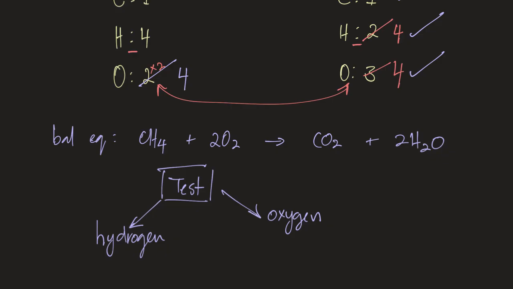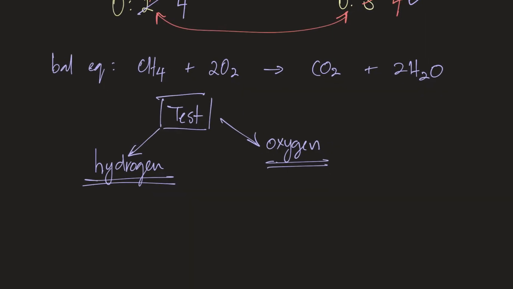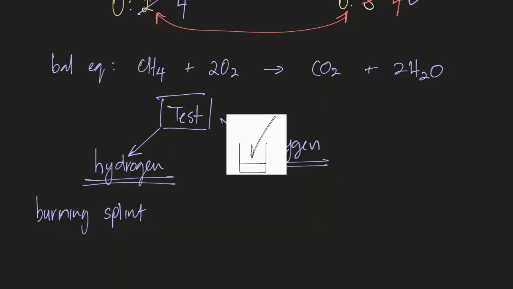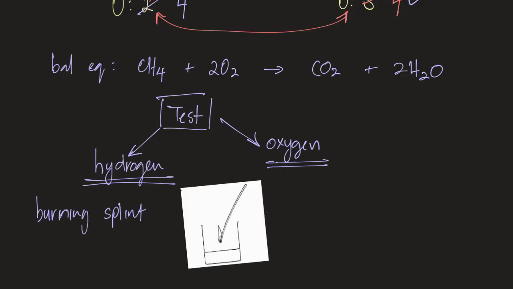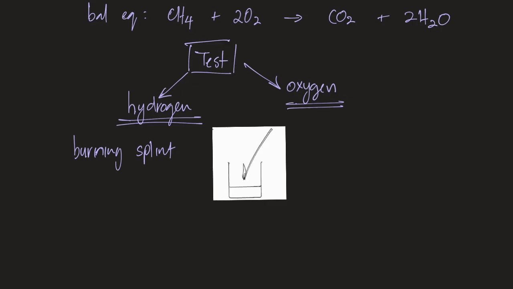Right. Now, if something has hydrogen, I want you to think of things like fireworks. If I have hydrogen, I'll take a burning splint. I'll show you now what it looks like. So a burning splint looks like this. This is what a burning splint looks like. Now I'll take a burning splint, and when I put it into a jar that has hydrogen, it will make a popping sound.